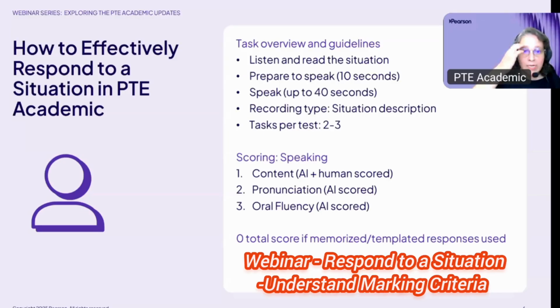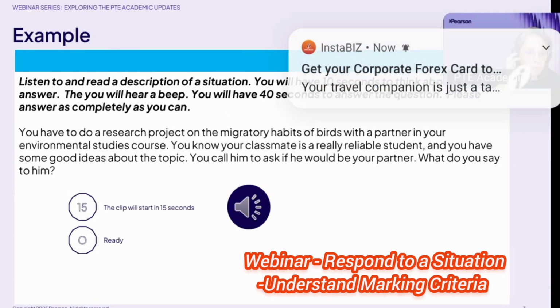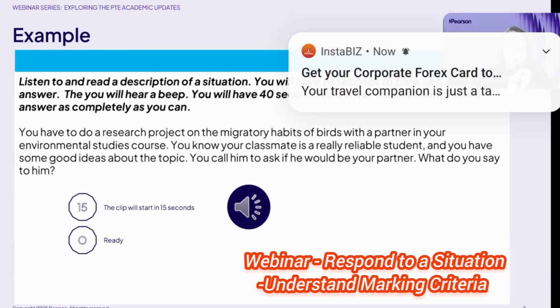The next slide is a typical example of a respond to a situation question type that will appear on their screen. This one is about a research project on migratory habits. This is what it will look like visually, and there'll be an audio recording along with it that plays what they see on the screen, which is not in bold. Just to give you a glimpse of what it'll look like on the screen.